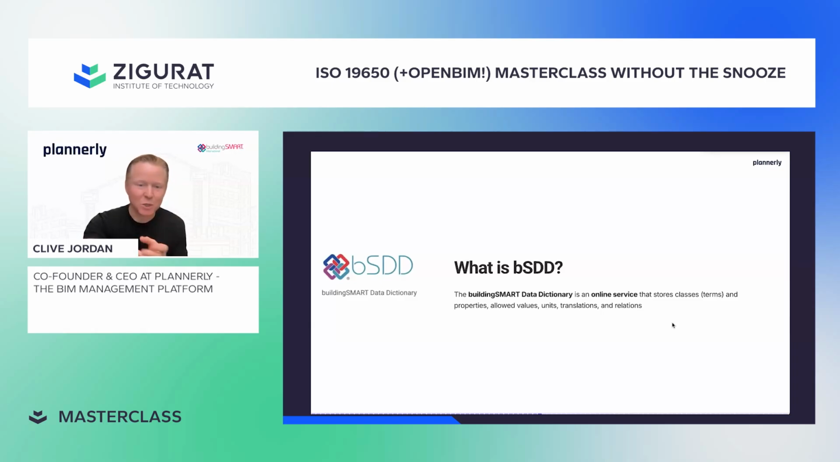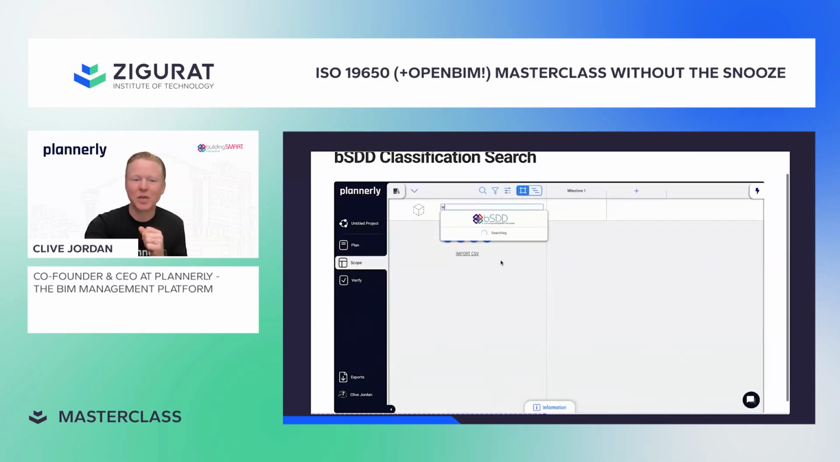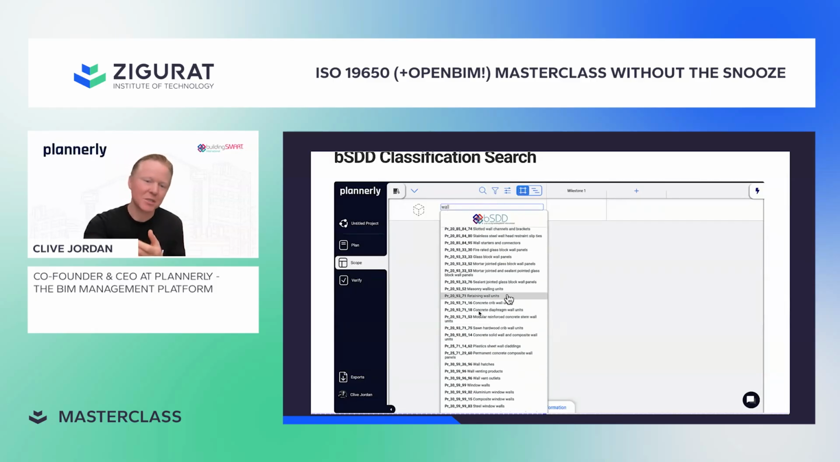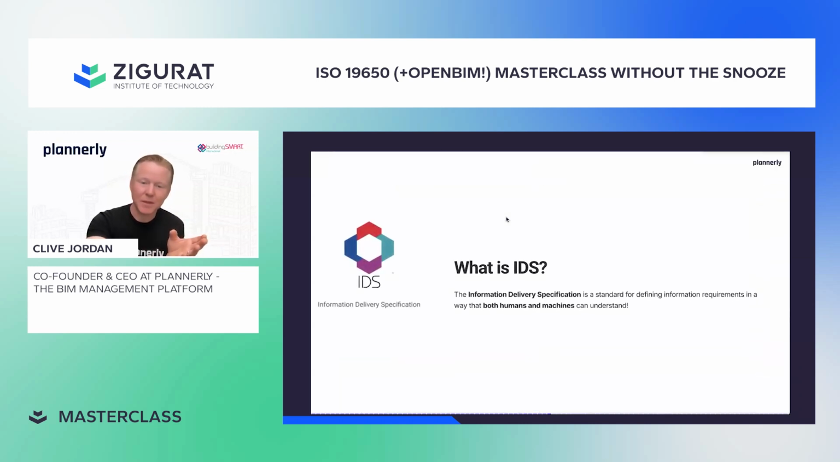bSDD is an online service. We'll show you how that works. In simple terms, you're searching just like a dictionary and it's pulling up those terms. So if you want to say these are retaining wall units in a certain code, certain classification and a certain entity, these are ways that we can define them really clearly using a data dictionary that we've hooked up to in the software as well.